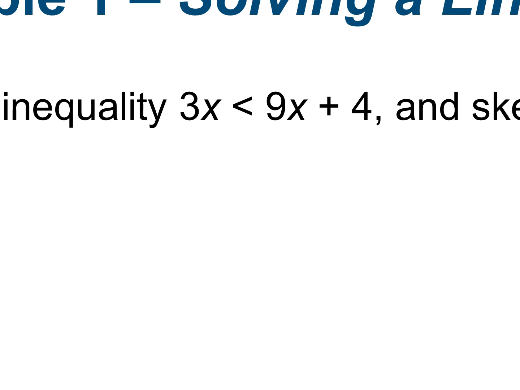So we want to solve this the same way we would if we had an equal to. So we want to put all the x's on one side, the numbers on the other. So what should we do first? Subtract the 9x. Perfect. We want to subtract the 9x and combine it with the 3x. 3x minus 9x is what? Negative 6x. So negative 6x is less than 4.